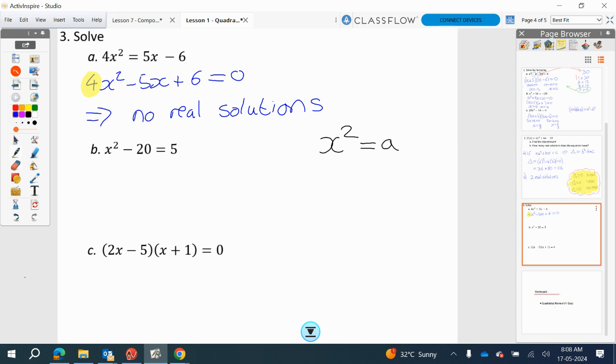What will we get? X squared equals 25. So we can square root both sides. X equals plus minus the square root of 25. X equals minus 5. X equals 5.